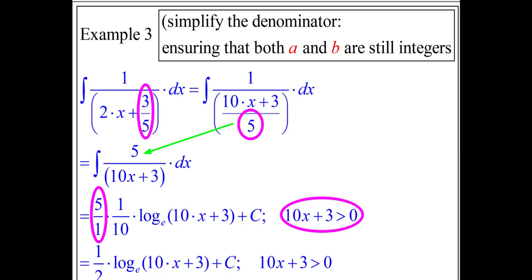But also what I need to do in the next step is to go and simplify. 5 over 10 can be written as a half. So we are saying 10x plus 3 is greater than 0. I can put this in the absolute notation, or the other way I could write is 10x is greater than negative 3. So all of them are acceptable. Alright, so let's go and simplify in the next step. So here I have simplified. So just reminding you that the denominator needs to be simplified to ensure that both a and b are integers.